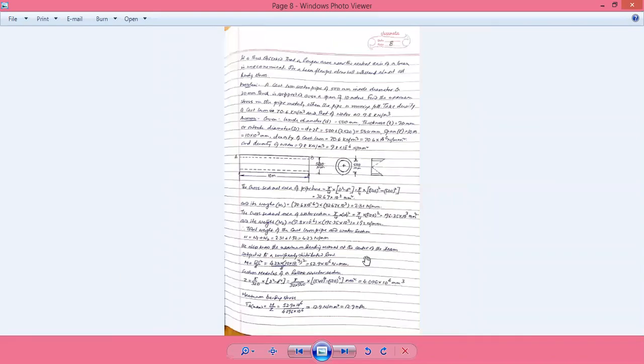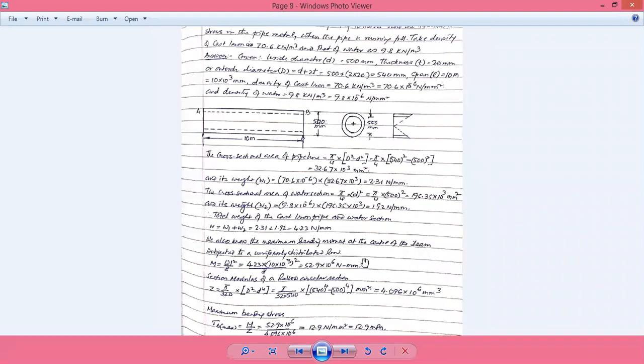Now let us have another problem. A cast iron watertight tube of 500 millimeter inner diameter, thickness 20 millimeter, is supported over a span of 10 meter. Find out the maximum stress in the pipe metal when the pipe is running full. The density of cast iron, which is the material of the pipe, is given. The density of the water is also given.